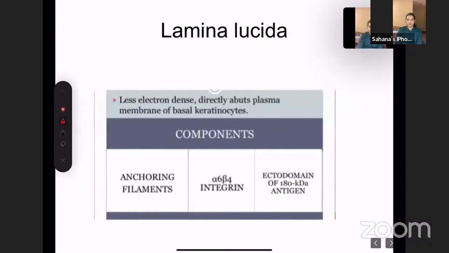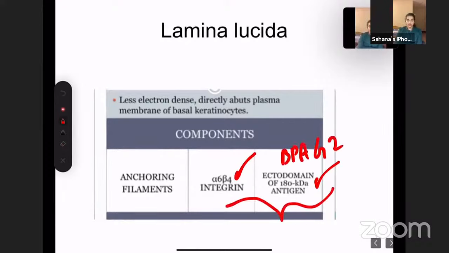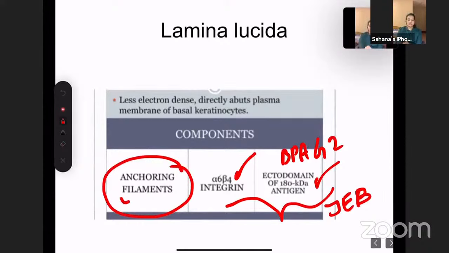Lamina Lucida, we already studied about this, so let's not worry about it. We already read about alpha 6 beta 4 integrin and BP180, which is nothing but BPAG2, and we already know that these two cause junctional EB. What is new here is something called anchoring filament. This is the one structure which we need to remember in Lamina Lucida. Again, a lot of confusing things. There is another structure known as anchoring fibril, which we are going to see later. Just remember that in Lamina Lucida, it is called anchoring filament.